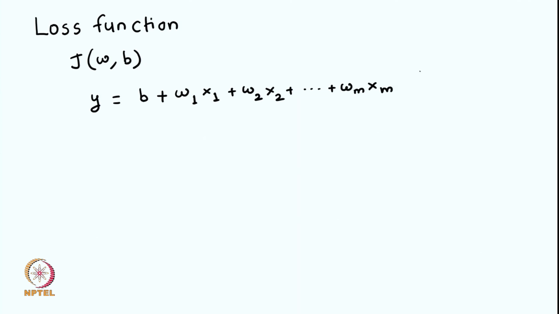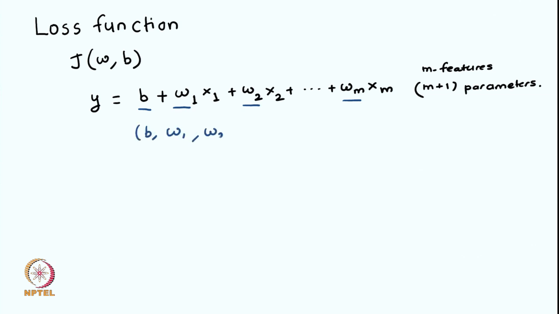Here we have training data with M features and we have a model with M plus 1 parameters, and these are the list of parameters. So we can think of the model as parameterized by B, W1, W2, all the way up to Wm. We will use W as a vector to represent all these m weights.